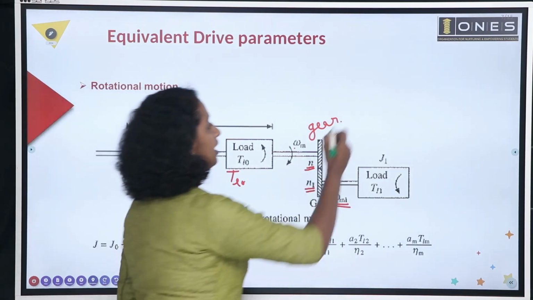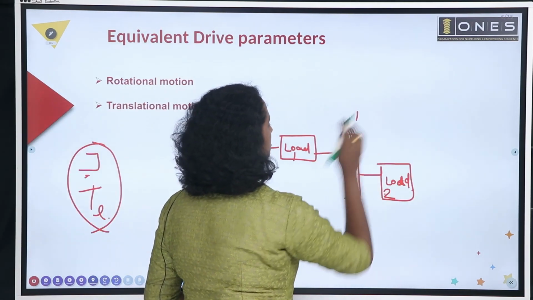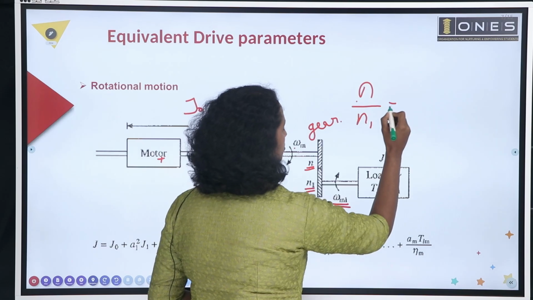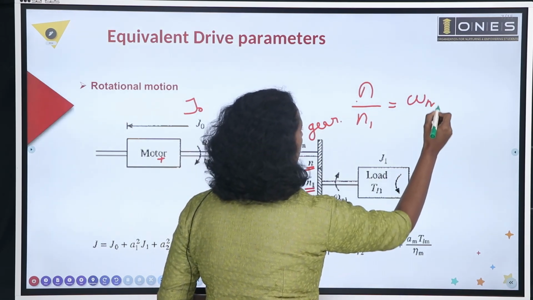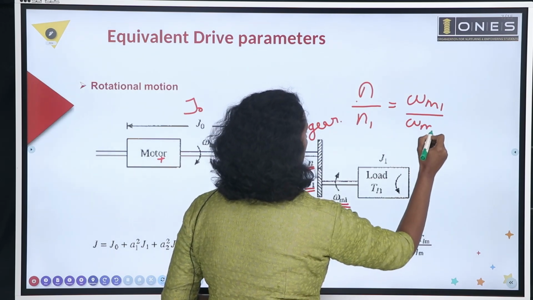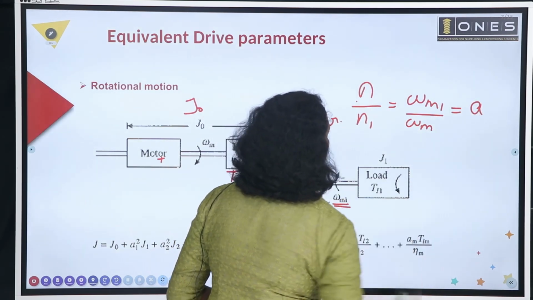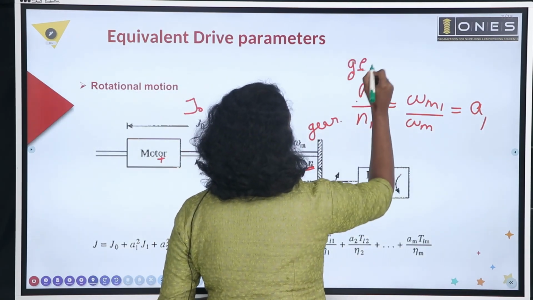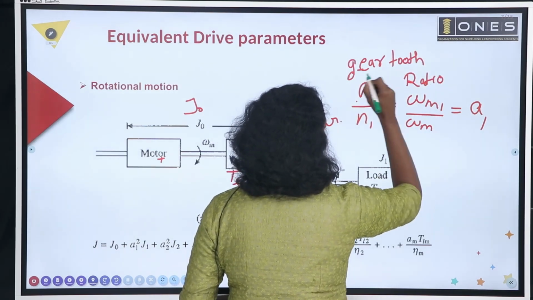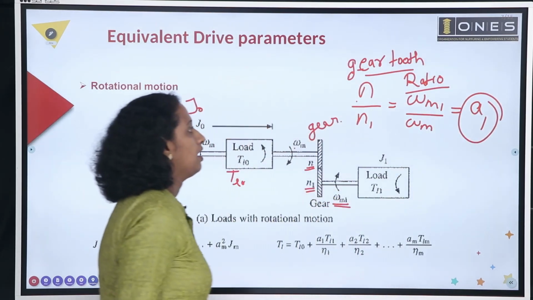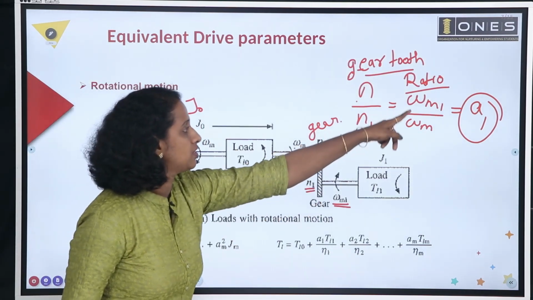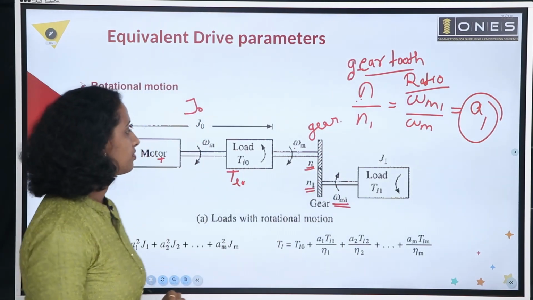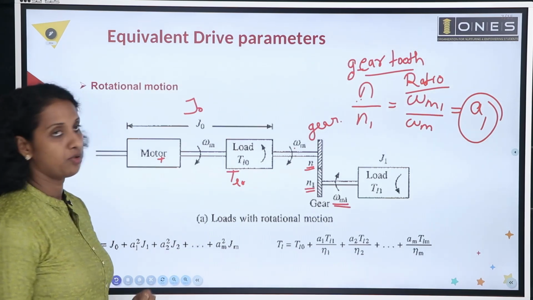So here n by n1 equal to omega m1 by omega m, and it is known as gear tooth ratio, A1. Teeth ratio is inversely proportional to speed. Kando, n varunnavathu omega m1 aanu, so it is inversely proportional. Now look at this. You have to find out equivalent moment of inertia.